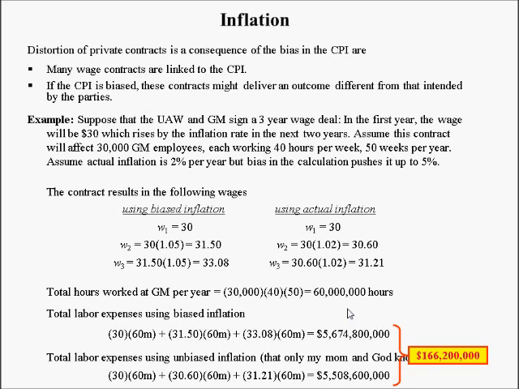So General Motors labor expenses are $166 million more than what they should have been if they had been using the true inflation rate number. Now this seems great for the employee, right?